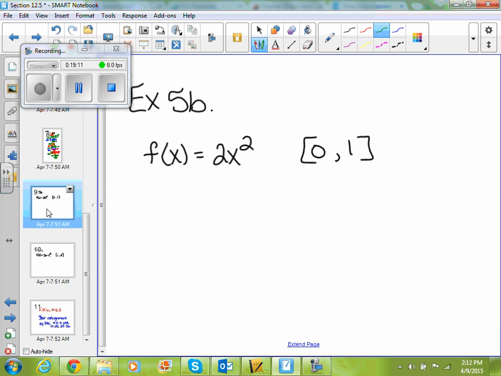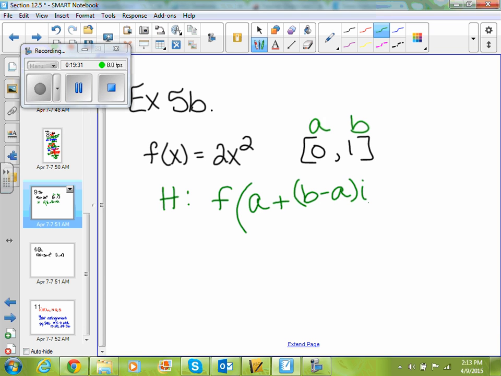I'll try to do one where you get a real answer. So f of x equals 2x squared from the interval 0 to 1. So I know a is 0, b is 1. And the first thing I need to find is my height. So f of a plus b minus a times i over n. So a is 0. b minus a is 1, so 1 times i over n.